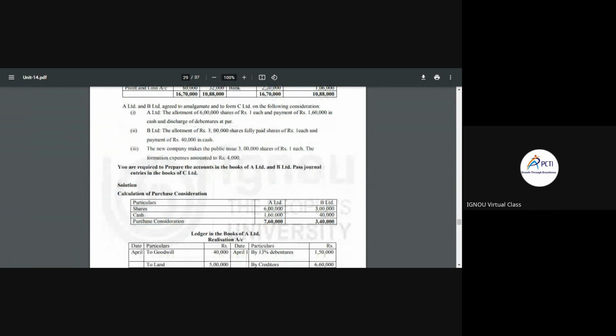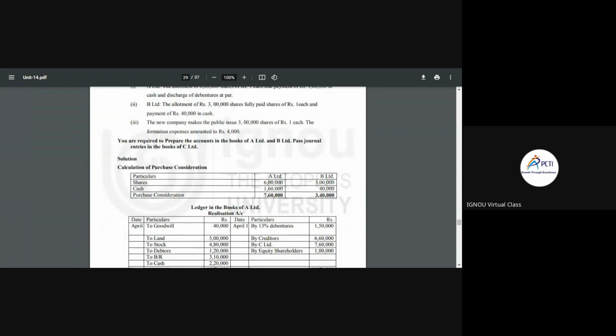Next one is the new company makes a public issue, that will be 3 lakh shares of rupee 1 each. The formation expenses amounted to rupees 4,000.